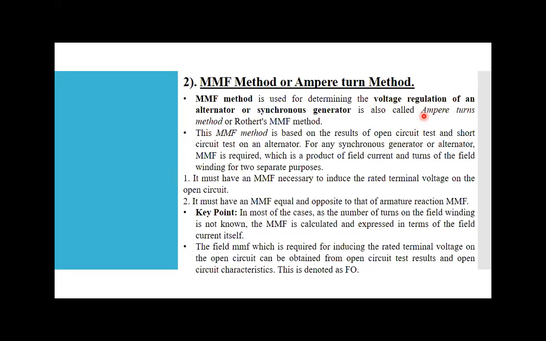Anyone having any idea why the MMF method is known as the ampere turn method? Let me give you the answer. What is the unit of MMF? Suppose EMF, we are measuring EMF in terms of voltage. Okay, so there is an MMF also. EMF means electromotive force. Same way, MMF is the magnetomotive force. So what is the unit of MMF, or the equation of MMF? Can anyone having the idea what is the equation of MMF?